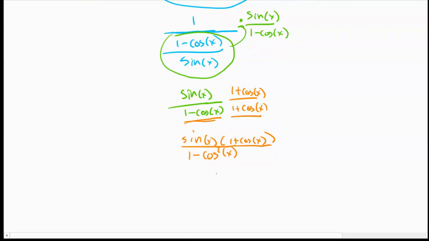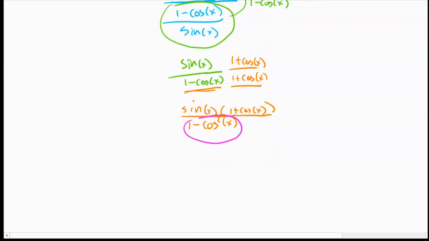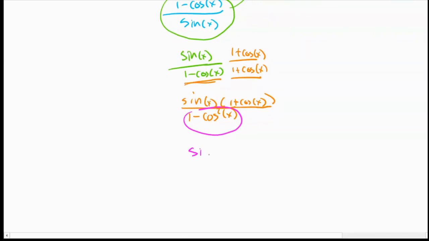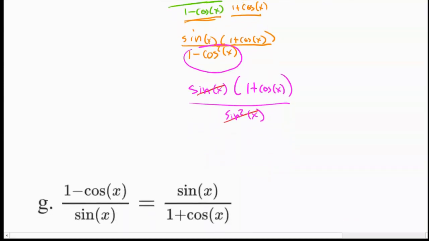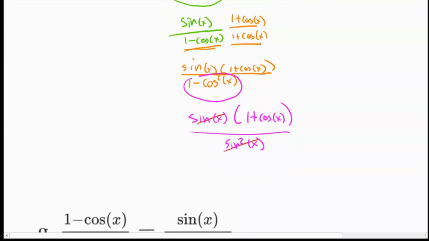Now this we can use our Pythagorean trig identity and replace that with sine squared. So what we end up getting here is sine of x times 1 plus cosine x over sine squared x because of our Pythagorean trig identity. Then our last step here is we got 2 sines on the bottom and 1 sine on the top. So we end up getting to 1 plus cosine of x over just a single sine of x.